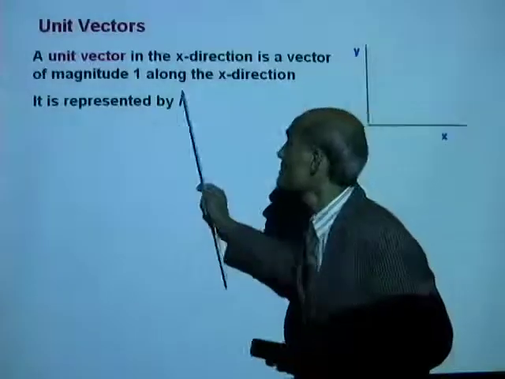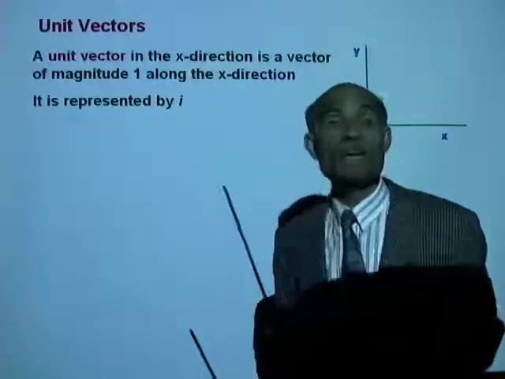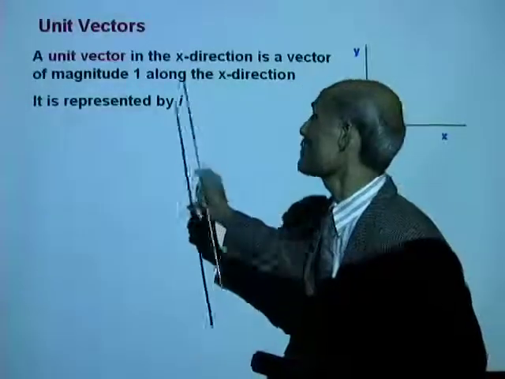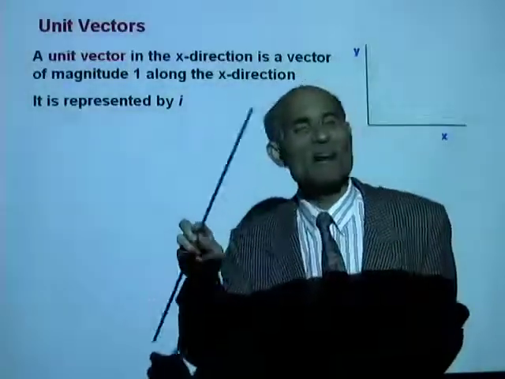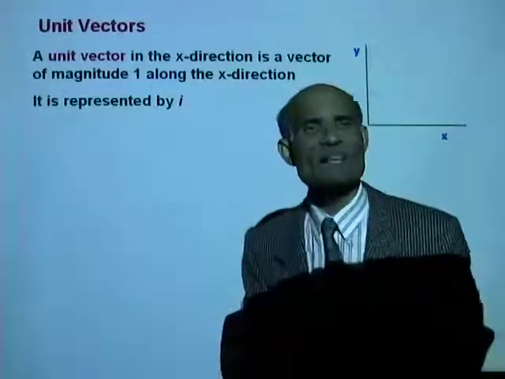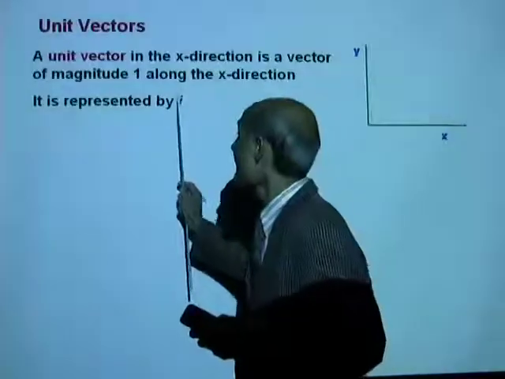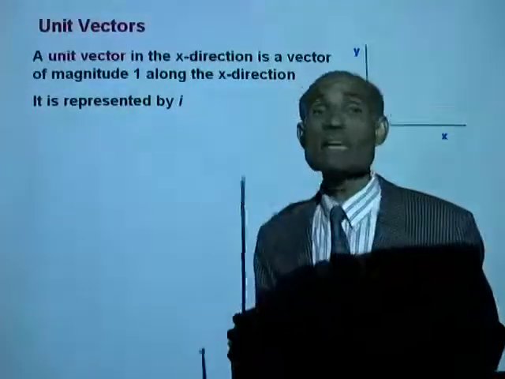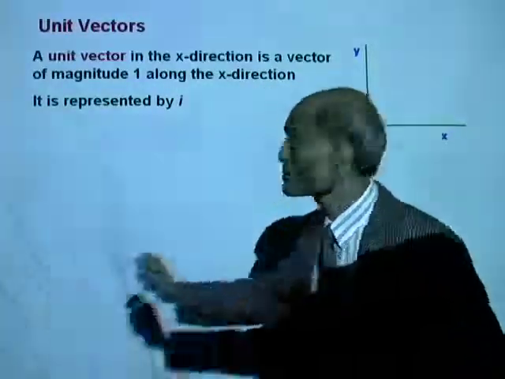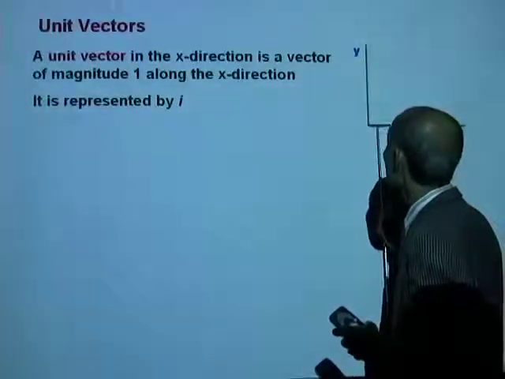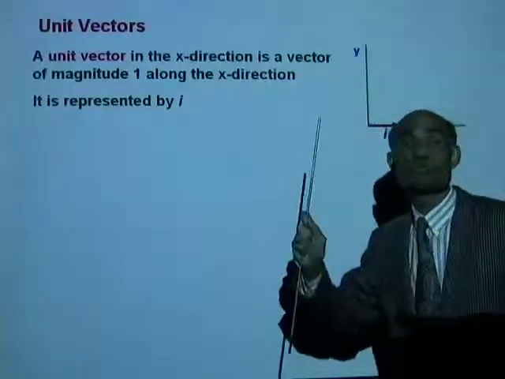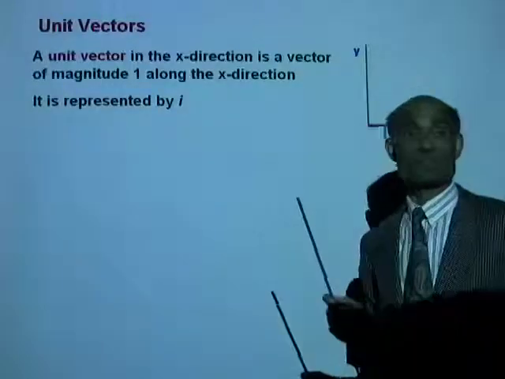It is represented by the lowercase i and normally italicized. That's very often. Now sometimes I italicize it, sometimes I forget. But that is the normal way to write a unit vector. So what does i stand for? i is a unit vector in the x direction. It is a vector of magnitude 1 in the x direction.